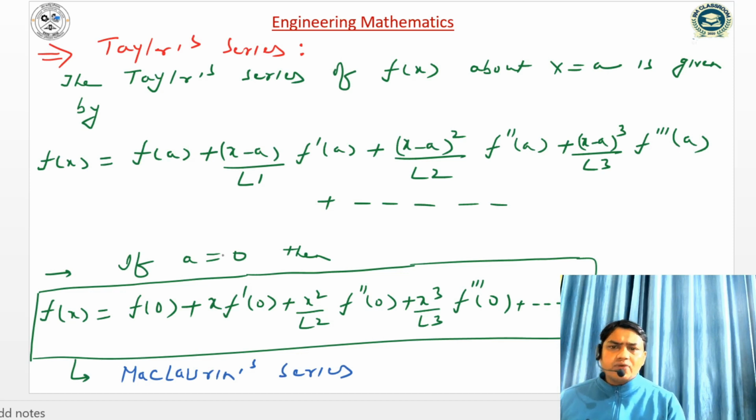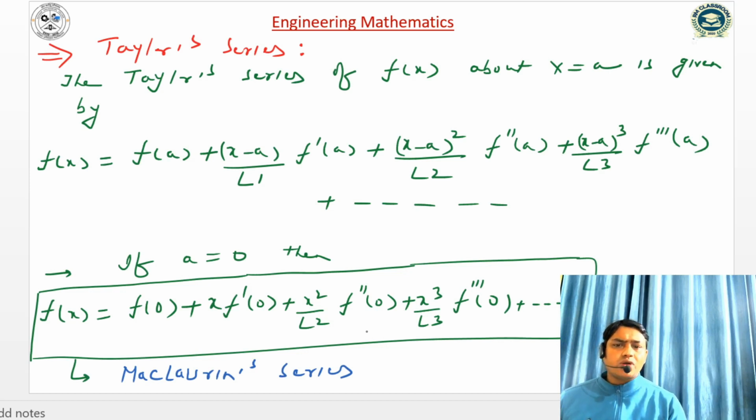If I put the value of a is equal to 0, the function can be converted to f x is equal to f 0 plus x f dash 0 plus x square by factorial 2 f double dash 0 plus x cube by factorial 3 f triple dash 0, plus so on and so forth.